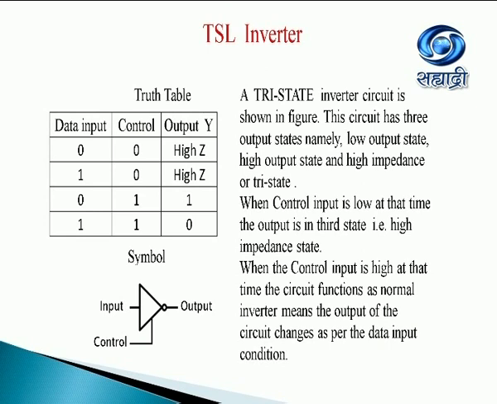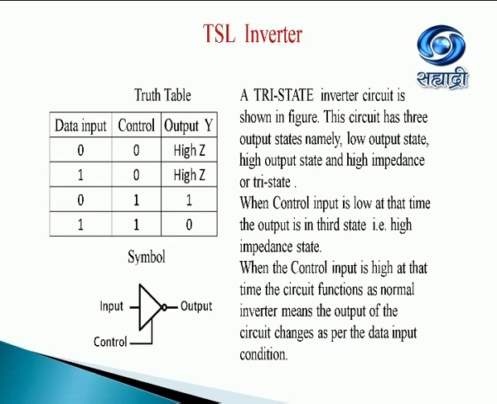A tri-state inverter circuit is shown in figure. This circuit has three output states, namely low output state, high output state and high impedance state. In high impedance or tri-state, the circuit is physically connected but it is electrically isolated. When the control input is low, at that time the output is in the third state, that is high impedance state. When the control input is high, at that time the circuit functions as a normal inverter, meaning the output of the circuit changes as per the data conditions.